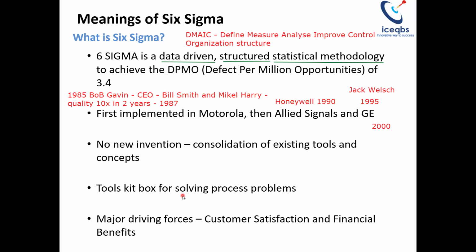And Six Sigma can be considered as a toolkit for solving process problems. For example, assume that whenever you have an electrical problem in your house, you call the electrician, right? On a particular day, there was an electrical problem in your house. Your fan is not running. Immediately you call the electrician. And when the electrician comes, does he come empty-handed? No. He comes with the tool box. In the tool box, he has a lot of tools for analyzing the problem. And again, in the tool box, he has a lot of tools for solving the problem.